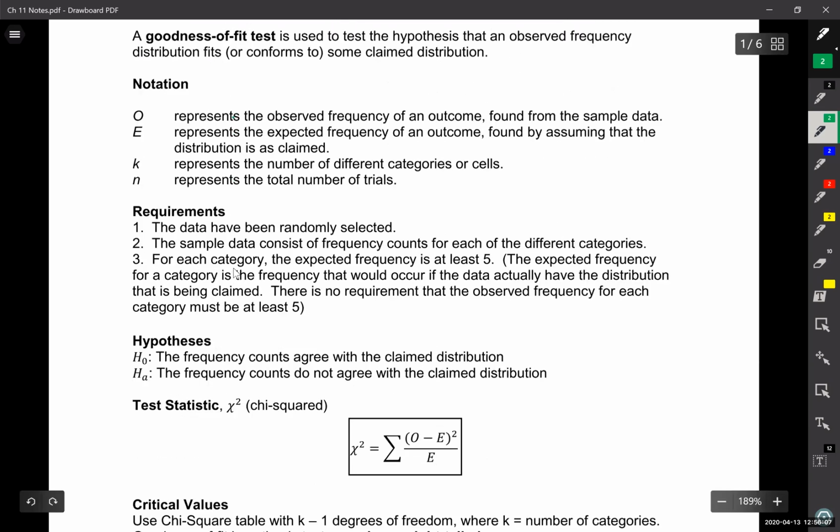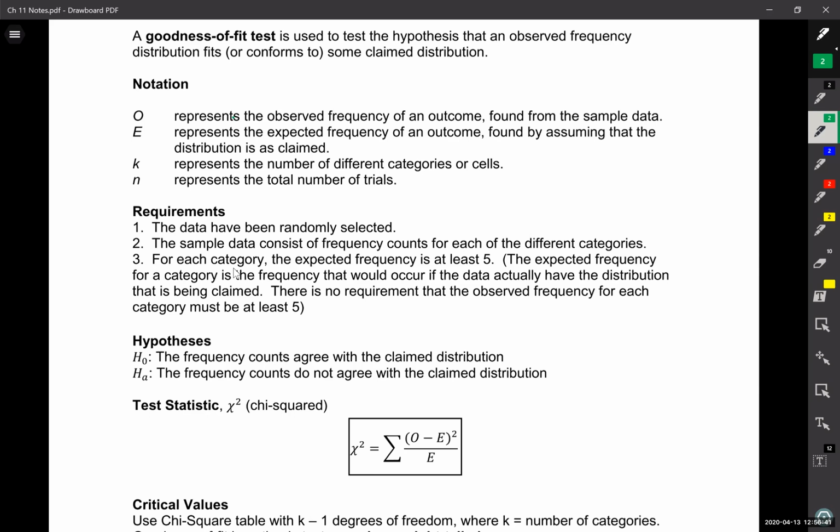So like others, that has the requirements that the data are randomly selected. The sample data consists of frequency counts for each of the different categories. So like I was mentioning, we wouldn't just say there's 6 sides to a die. We would actually roll it and tally up and get that frequency. And then we would want at least 5. We've talked about this before. 5 is just a good number. Bigger than 5 is good. Less than 5 really isn't that many people or things to roll or whatever you're talking about.